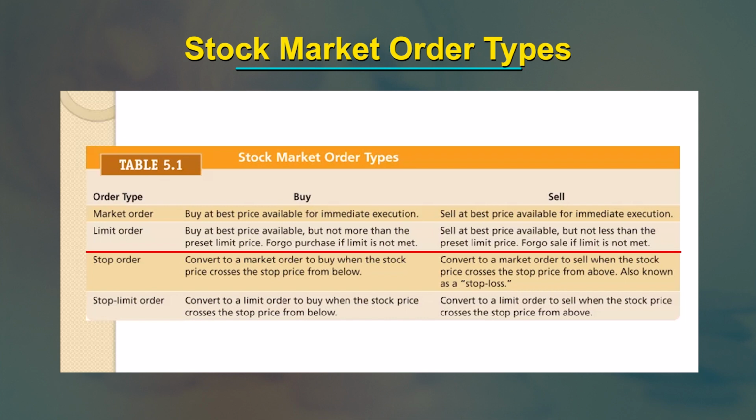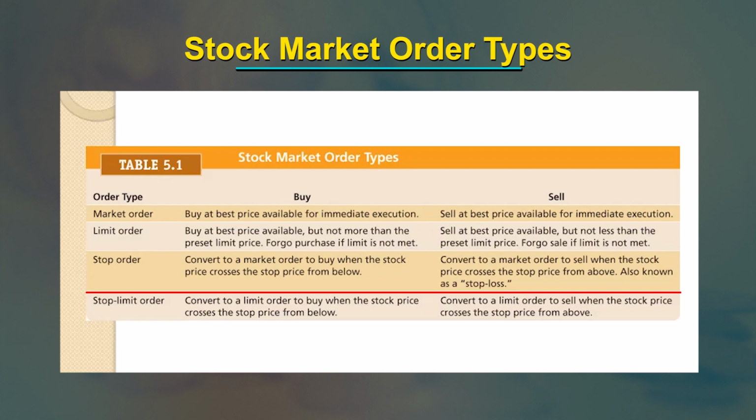And sell at the best price available but not less than the preset limit price. Forgo sale if limit is not met. Then we have a stop order, that is convert to a market order to buy when the stock price crosses the stop price from below. This is the buy part.